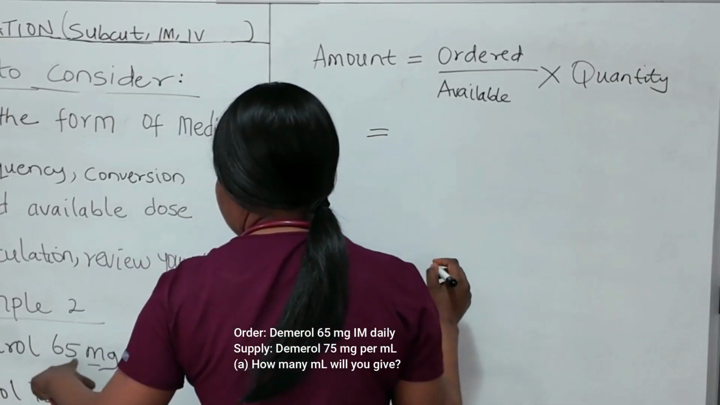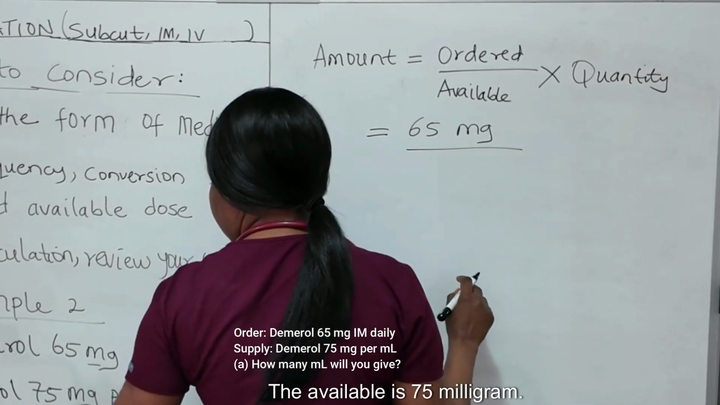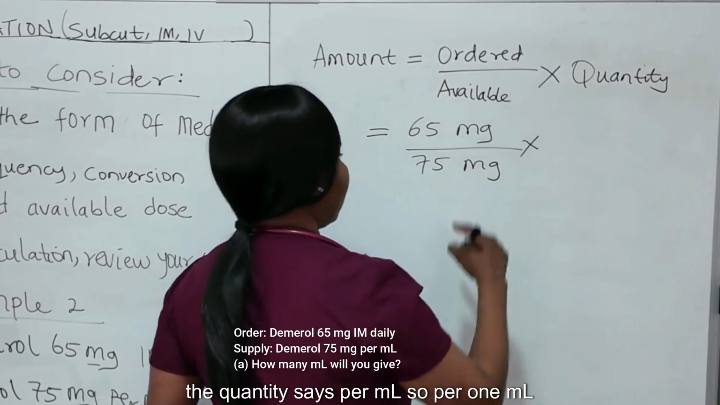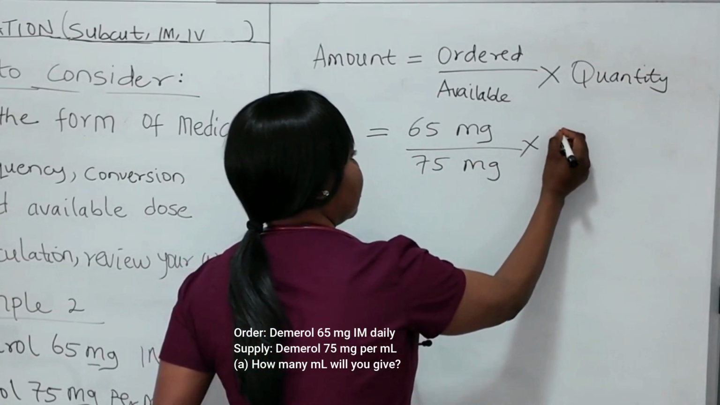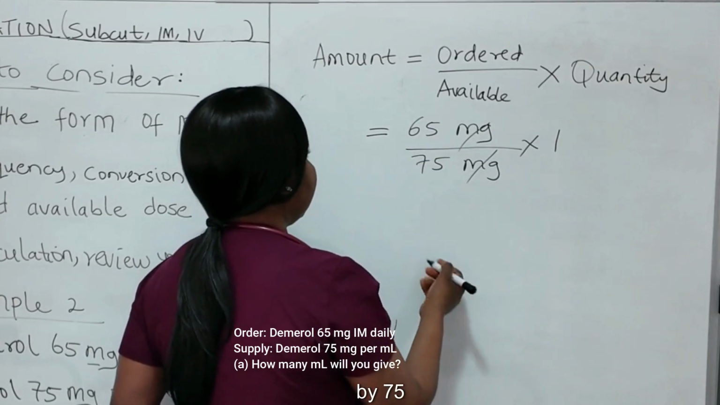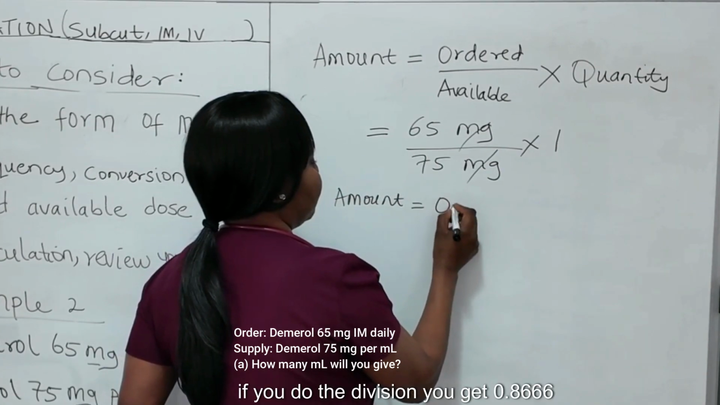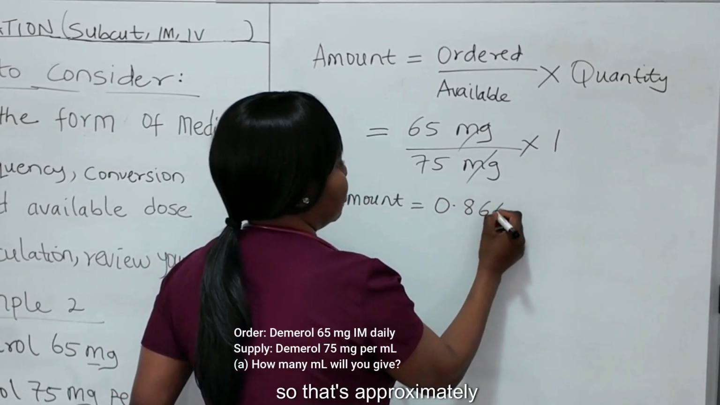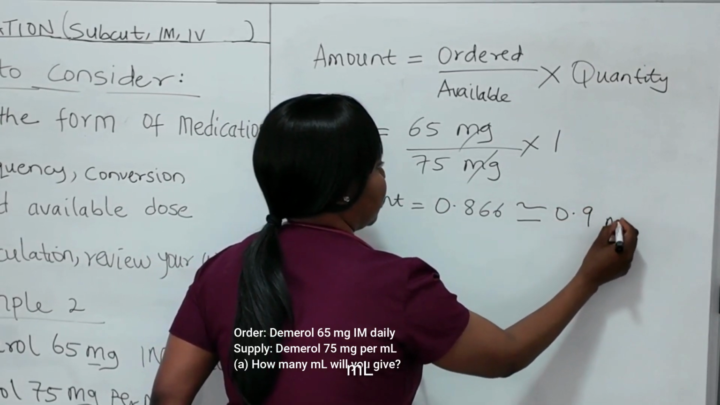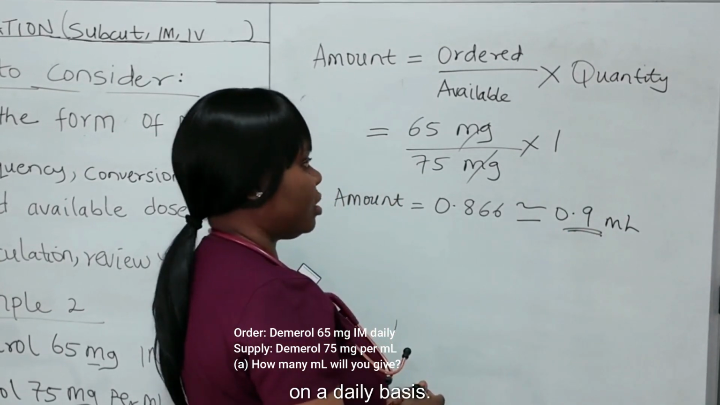So the other dose is 65 milligram. The available is 75 milligram. The quantity says per mil, so per 1 mil, 1. 65 divided by 75, so the amount will be, if you do the division, you get 0.86666, so that's approximately 0.9 mil. So that will be the amount to give on a daily basis.